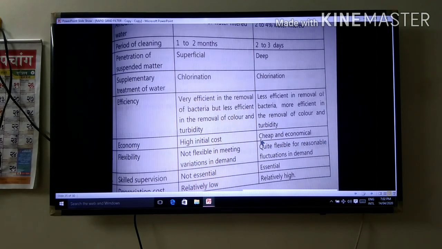In the slow sand filter, removal of color and turbidity efficiency is very low, but in rapid sand filter, removal of color and turbidity efficiency is very high as compared to slow sand filter. The slow sand filter has a high initial cost, and the rapid sand filter is cheap and economical. In slow sand filter, no skilled supervision is required, but in rapid sand filter, we require skilled supervision.